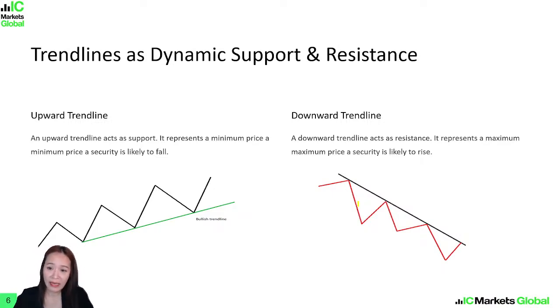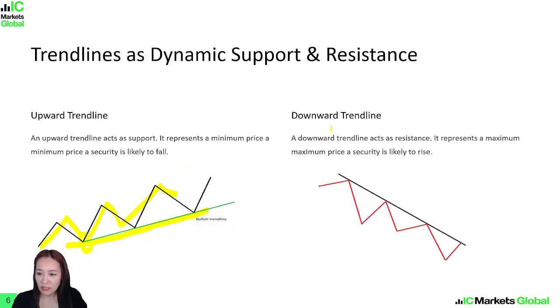We will use the trend line and dynamic support and resistance in an uptrend, or upward trend line. Basically the upward trend line acts as the support. It represents the minimum price the security is likely to fall to. So this is an uptrend: on the chart it makes a higher high, higher low, higher high, higher low. You will draw the bullish trend line below here. A significant trend line, either bullish or bearish, should have at least 3 touches.